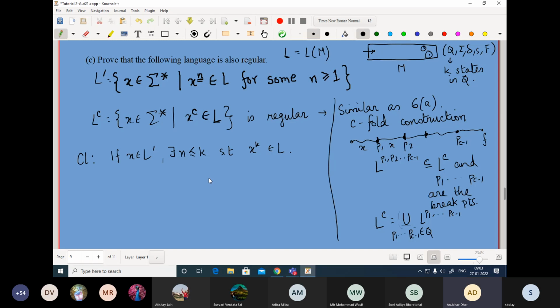And should it be x to the power n belongs to L? Oh, sorry. So if this is possible, then you can do it, right? Yes, ma'am. If this is possible, then what somebody else was suggesting, you take the union over all L_c, c going from 1 to k. Then I can show that L dash is regular. But how will you prove this claim?